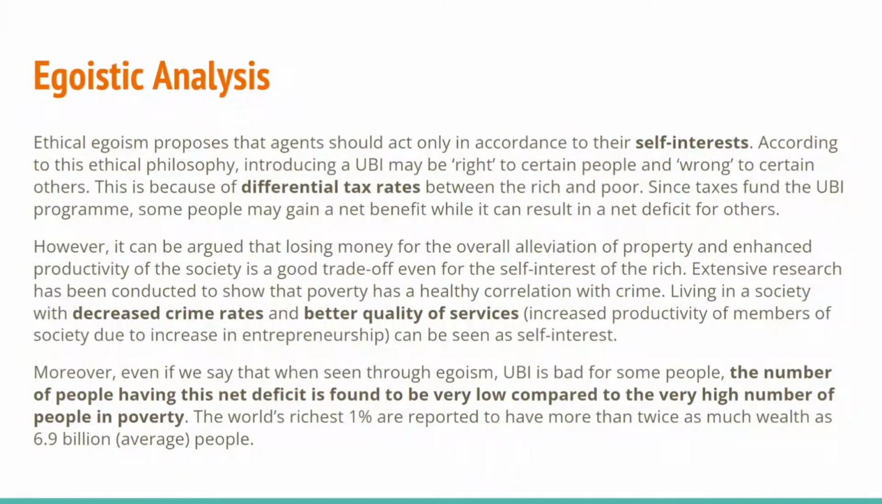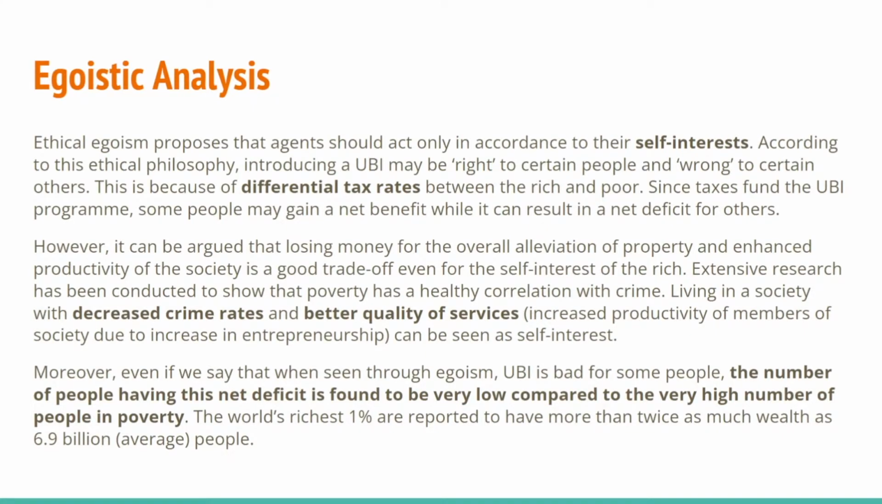Ethical egoism. Now we'll look at how an ethical egoist would analyze universal basic income. Ethical egoism proposes that agents should act only in accordance with their self-interest. There are more extreme forms of ethical egoism where a person claims that everyone in society should act according to his self-interest, but we'll not be concerning ourselves with that. According to this philosophy, introducing UBI could be right for certain people and wrong for certain other people.